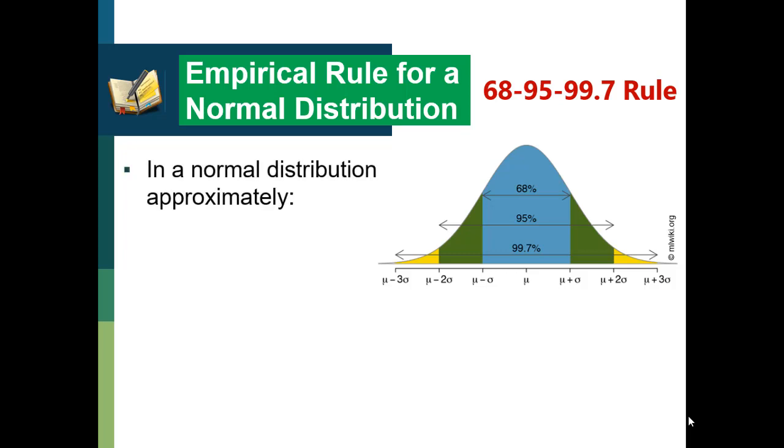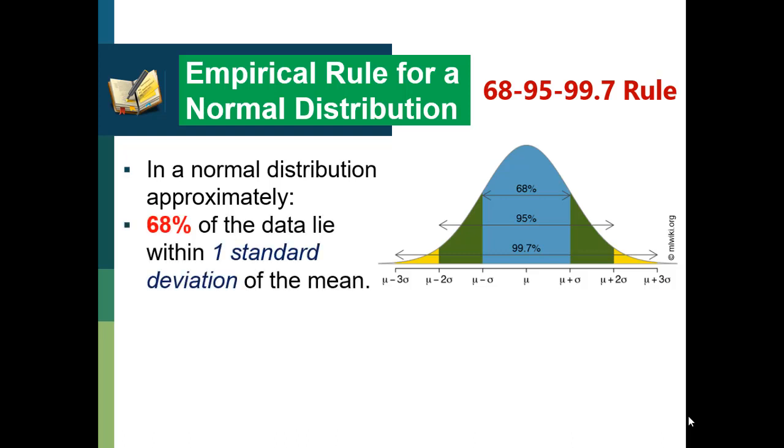In a normal distribution, approximately 68% of the data lie within one standard deviation of the mean. If you observe, the mean there is represented by the Greek letter mu, and our standard deviation is the Greek letter sigma. The blue region there is the area that is within one standard deviation of the mean. So basically, you can find 68% of the data in that particular area.